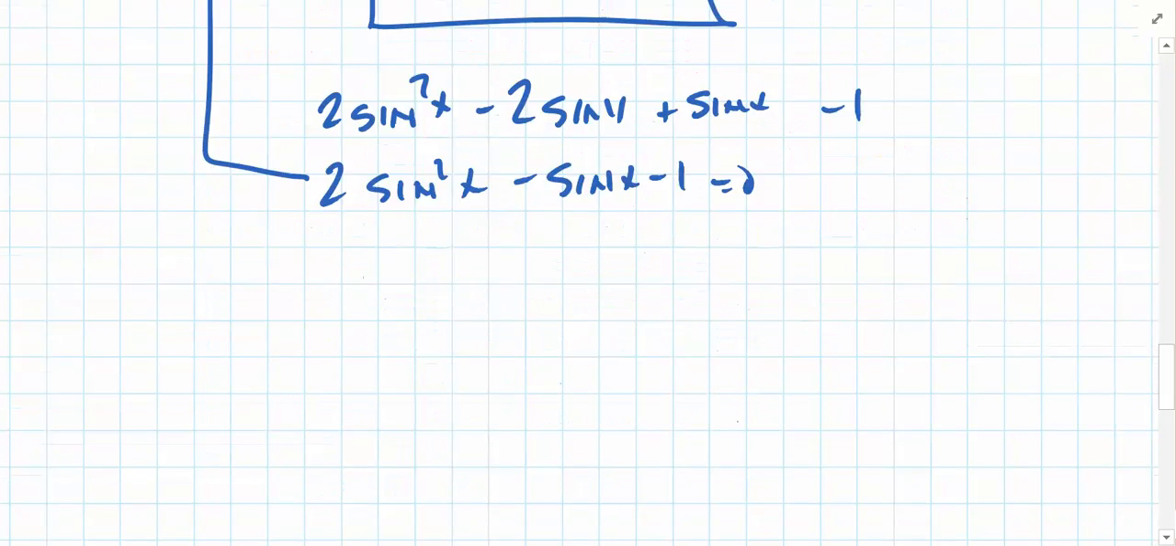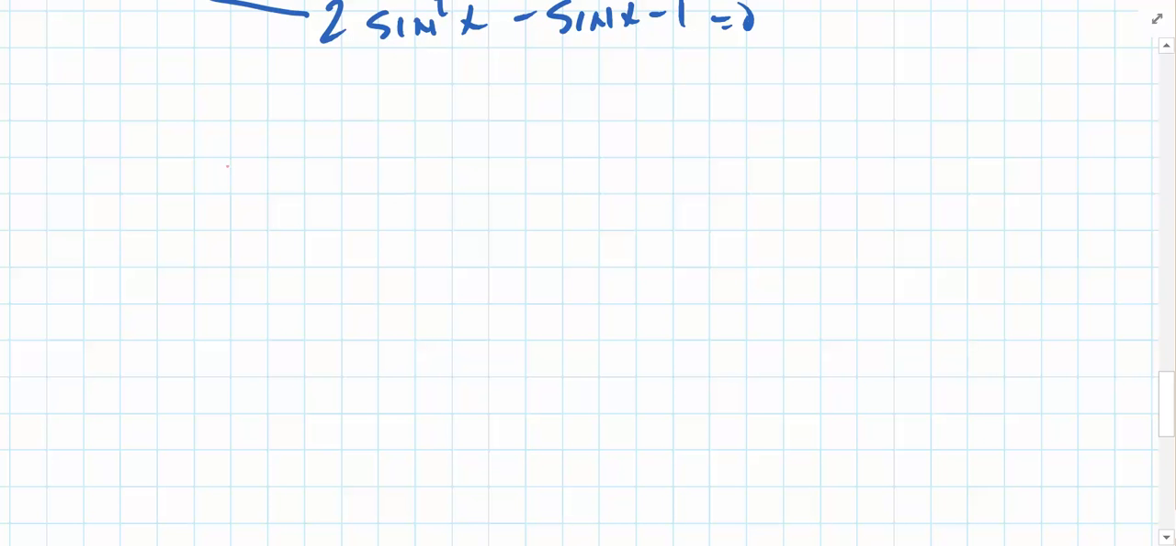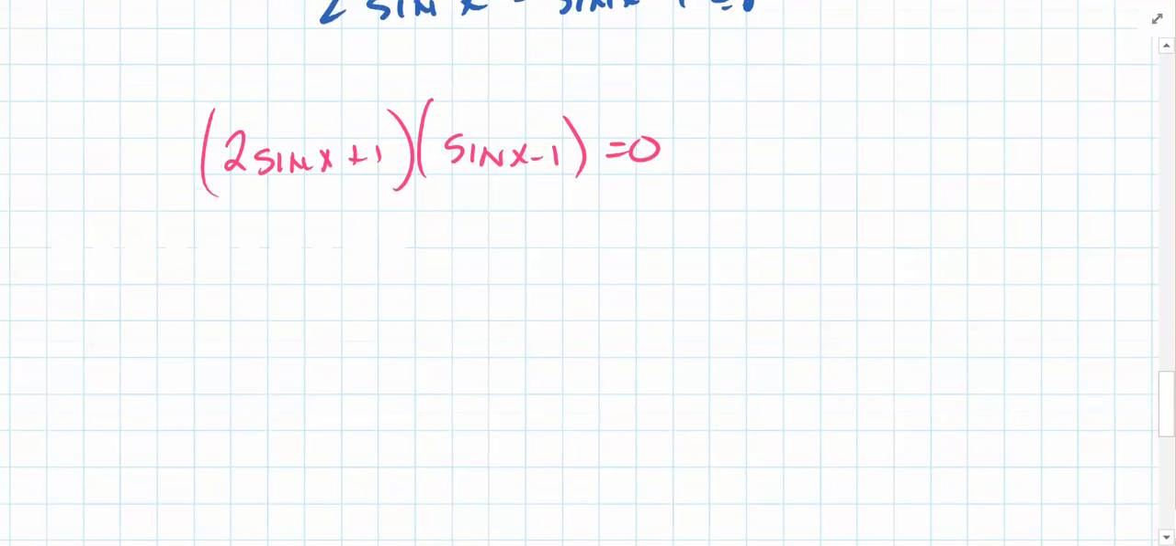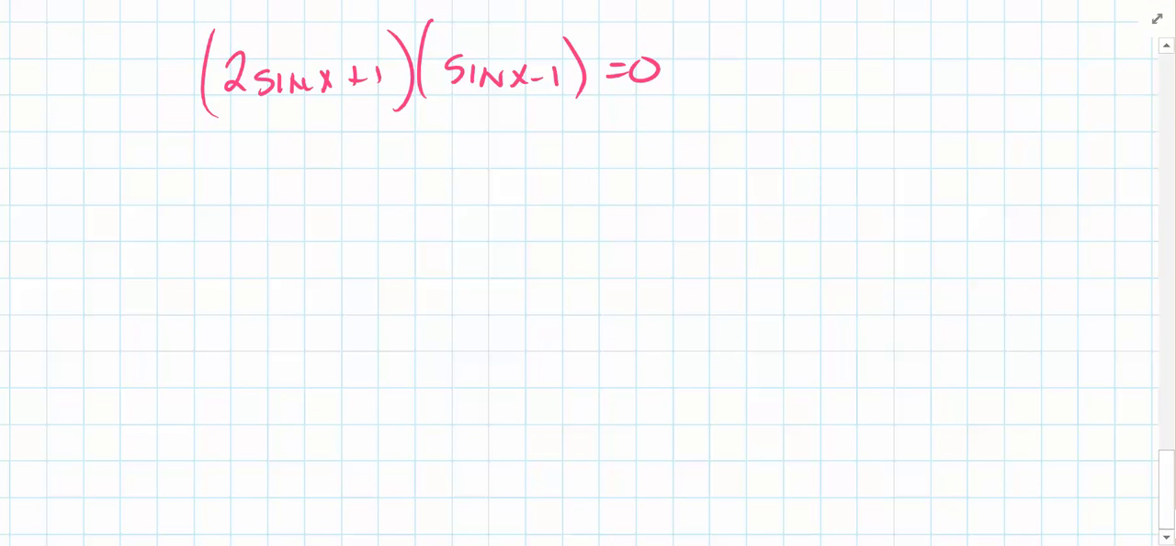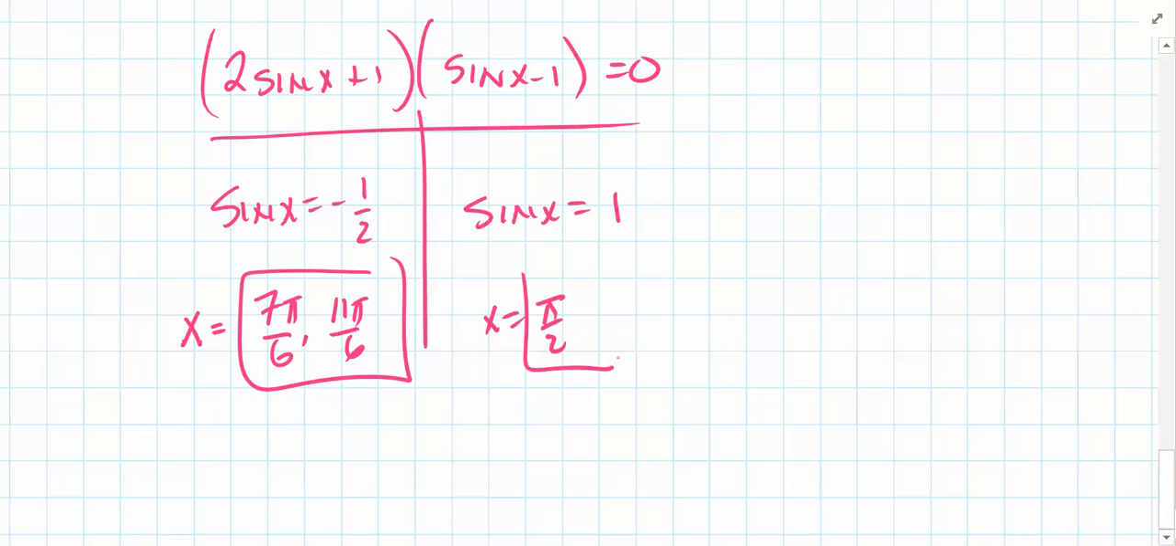Right? Okay, let me rewrite that down here so we're all on the same page. So we ended up with (2 sine x plus 1) times (sine x minus 1) equals 0. Again, we'll use the zero product property. So I'm going to have sine x is equal to negative 1/2, or sine x is equal to 1. This happens when x is equal to 7 pi over 6 and 11 pi over 6. And this happens when x is equal to pi over 2. And those are my 3 solutions.